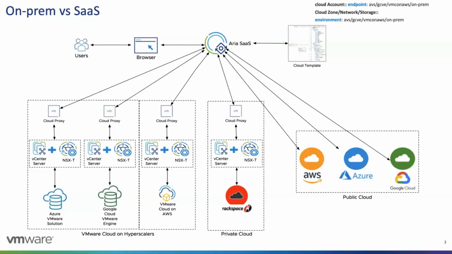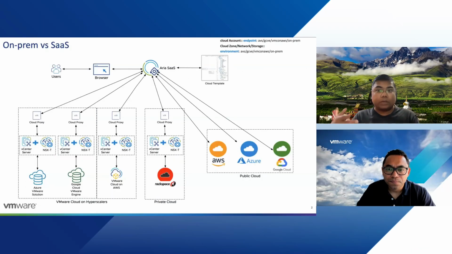And also, if you remember, we talked about tagging in the previous session, right? So we mentioned that these are the tags that we're going to utilize as and when we go. So we would have the endpoint mentioned as AWS, GCP, VMC on AWS, or on premises. And the environment we will talk about when we talk about cloud zones, what environment it is.